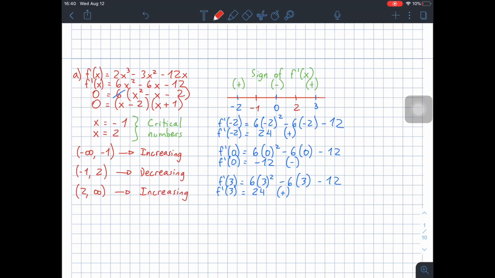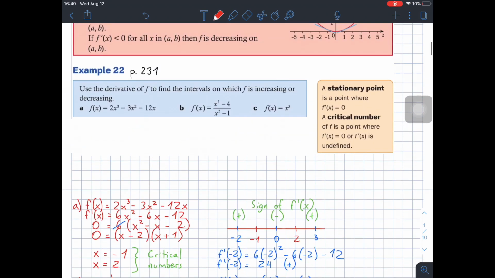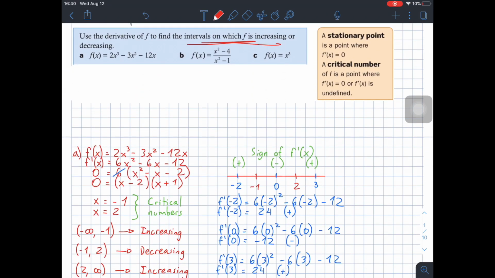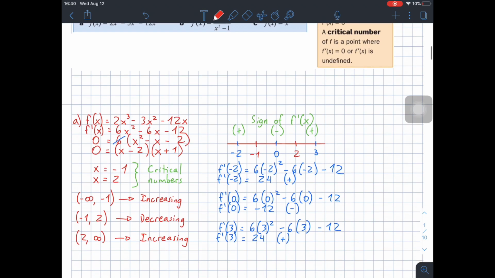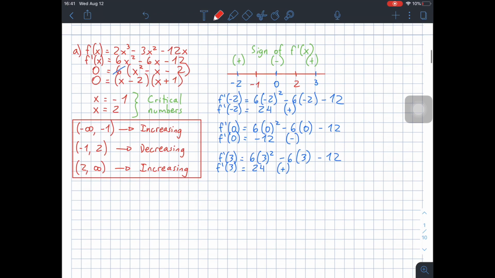Okay, so that's the first exercise, and that's all we need to do in these exercises. We found the intervals in which this first function is increasing or decreasing. So we're going to do exactly the same process for B and C. You see that they are a bit different because the functions get a little bit more complex, but the concept itself is the same. Let's see.